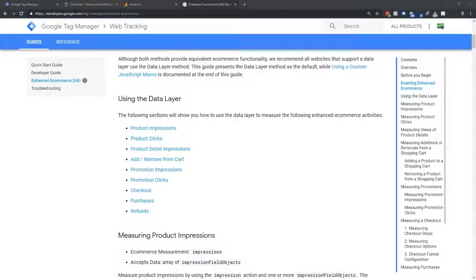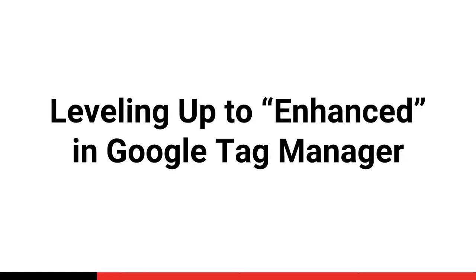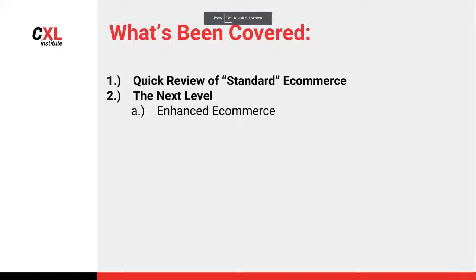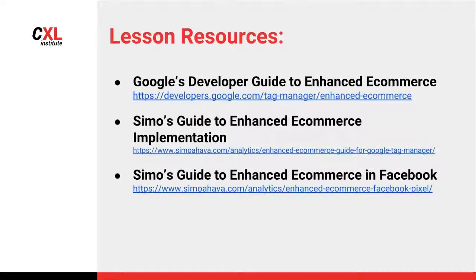All right, so with that, we have actually talked about leveling up to enhanced in Google Tag Manager. We've talked about standard e-commerce with a little review and of course, just the enhanced e-commerce stuff that we just talked about. These are the lesson resources. You already saw the Google Developer Guide to enhanced e-commerce that Google has put out. So that is the URL for that. And there's a couple from Simo that I would love for you to check out. Highly recommended. One is Simo's Guide to Enhanced E-commerce Implementation. He will go a completely different route for enhanced e-commerce there.